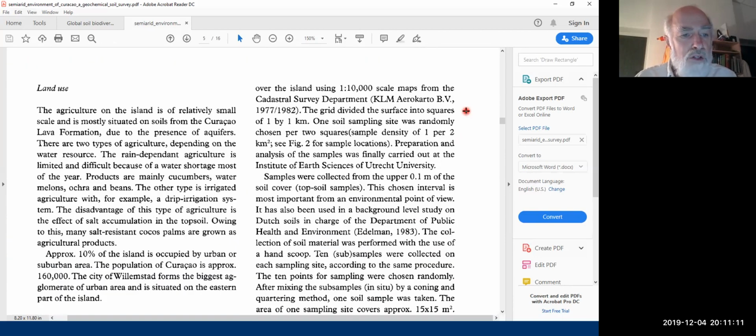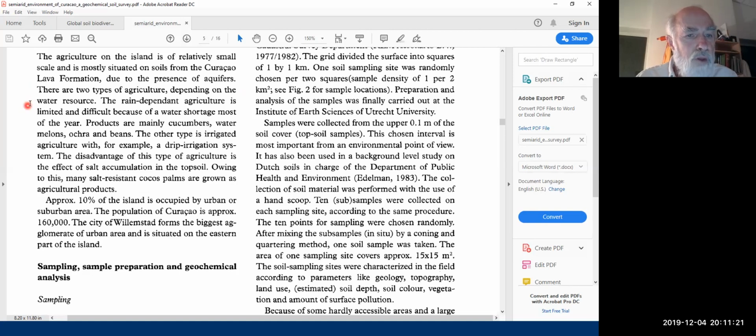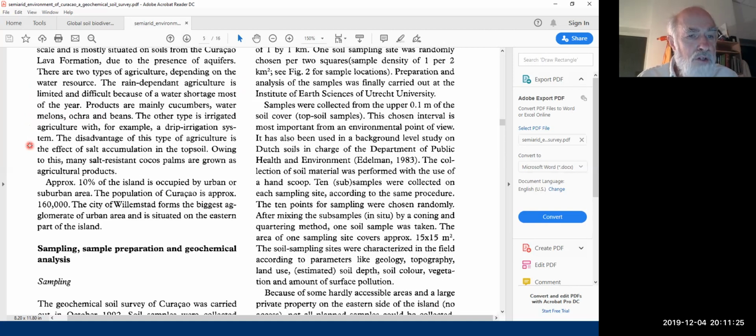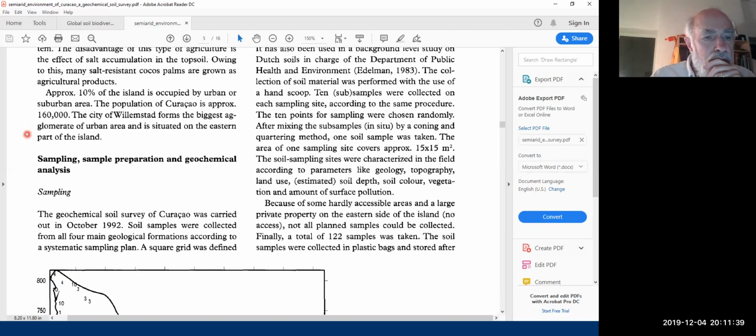Okay, so then it describes the vegetation and the land use, small scale, mostly situated on the lava formation, rain dependent, and what products have been traditionally grown. So you may recognize this, it sounds familiar. Drip irrigation, which has the danger of salt accumulation. All right, so even 19 years ago, the population was very much the same.